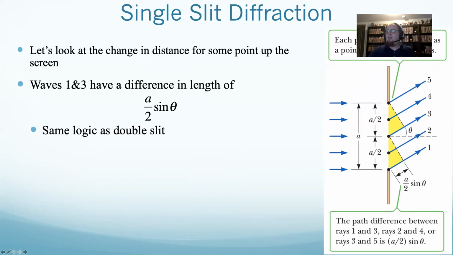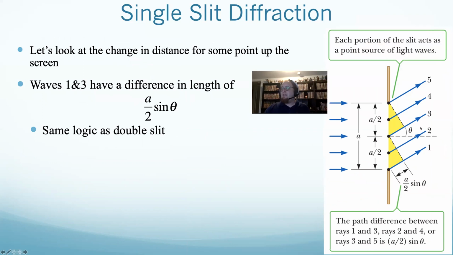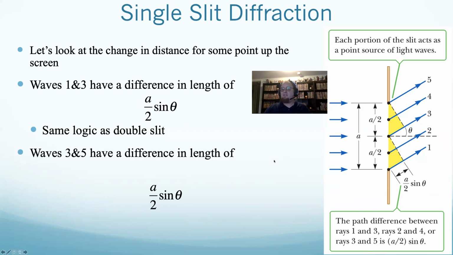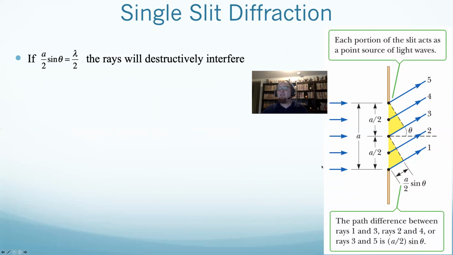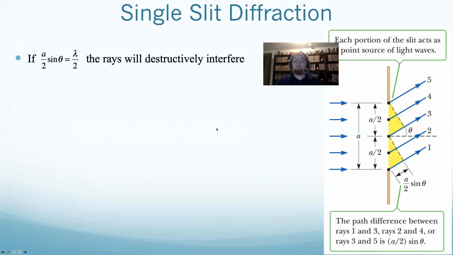And what I can do is talk about how they interfere at each point going up or down. In this drawing, we have a slit of width A, with the light passing through going up at some angle. And I just defined 5 beams of light. The one from the very bottom and the one at the very top have a different length from the middle of A over 2 sine theta. And so the difference between 1 and 3 is A over 2 sine theta. The difference between 3 and 5 is A over 2 sine theta. And what we can say is that if A over 2 sine theta is a half wavelength, they destructively interfere. Rearranging, that means that's when sine theta is lambda over A.